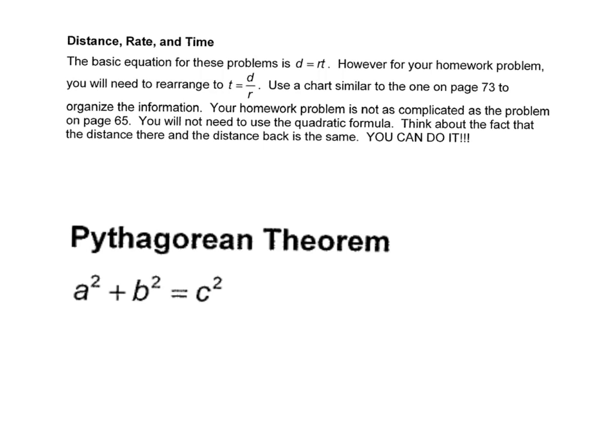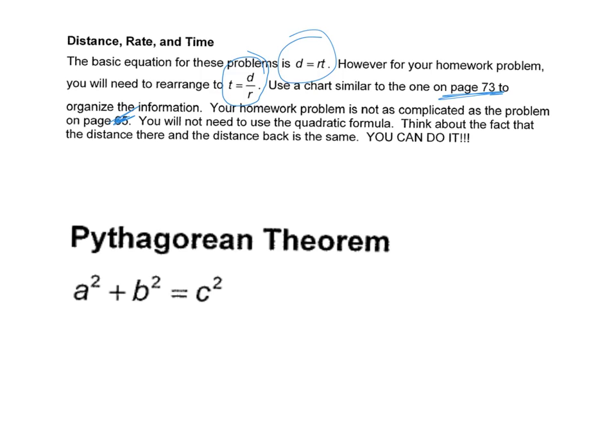Specifically for your book, I gave you a distance, rate, and time problem, and the basic equation for those is D equals RT. However, for your homework problem, you need to rearrange that to T equals D over R. You divide both sides by R. And then you're going to use a chart like they used on page 73, but your homework problem is actually a little bit easier. I think this should be a 73 probably. But you don't have to use the quadratic formula. Just think about it, kind of use their example, and I know you can do that one.